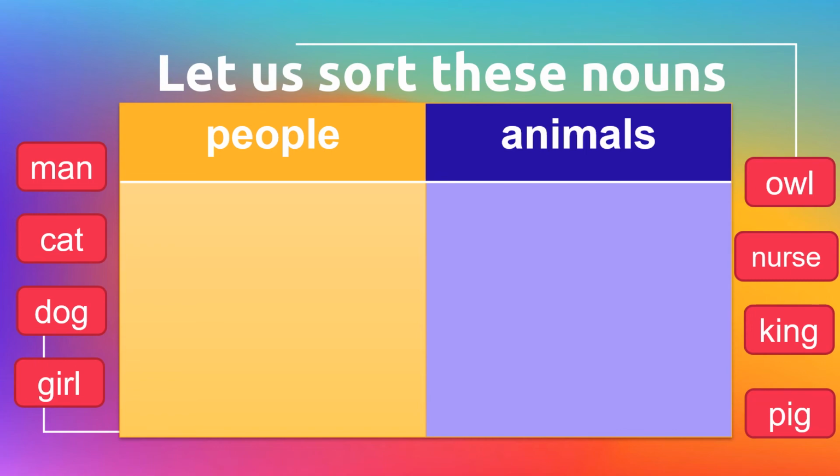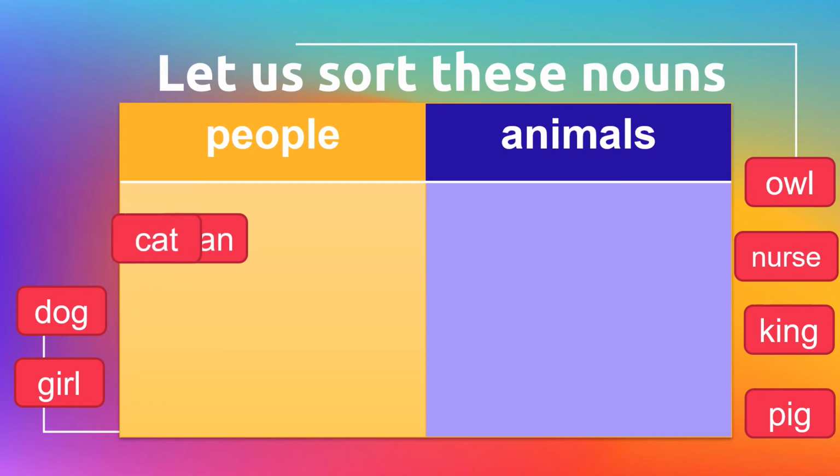The first word is man. Is that a noun that is used to name a person or an animal? What do you think? Man is the name of a person. Correct. The next word is cat. Is cat a person or an animal? Easy peasy. Cat is an animal.